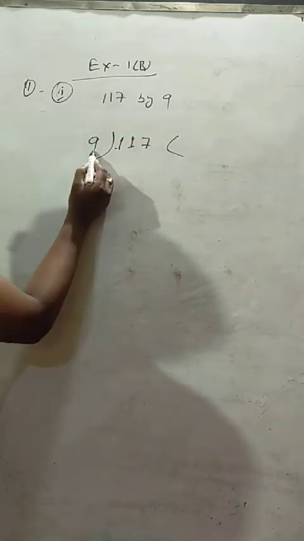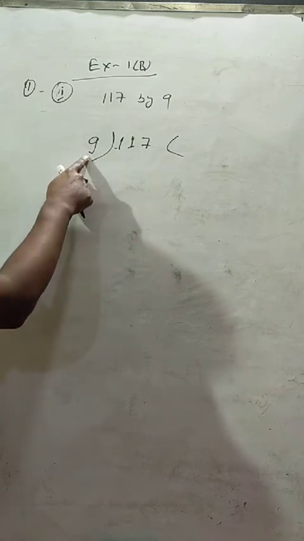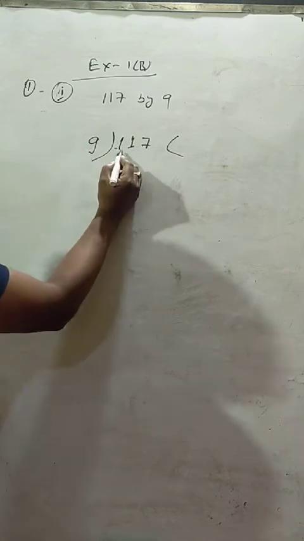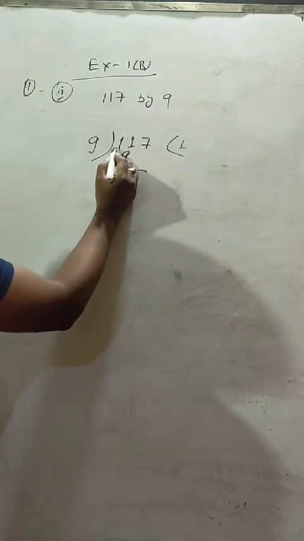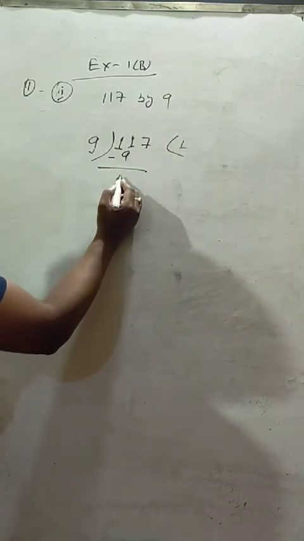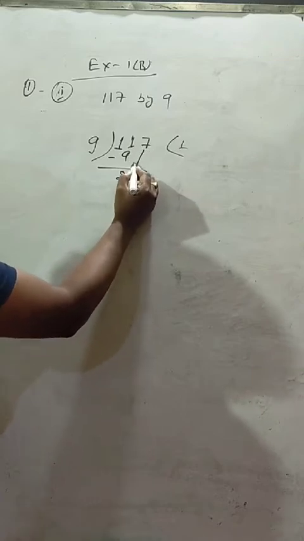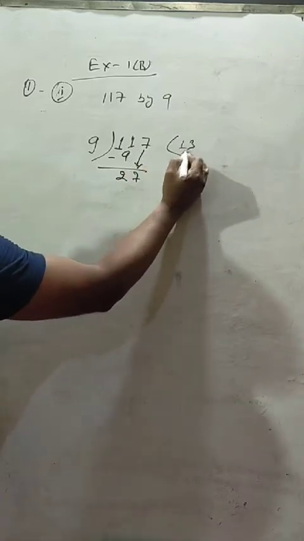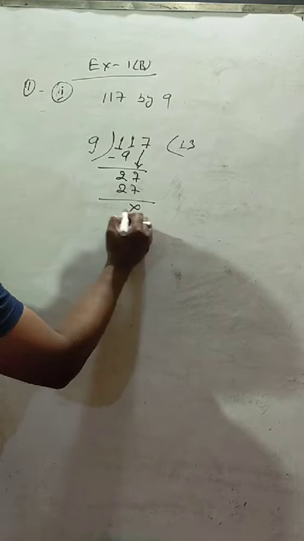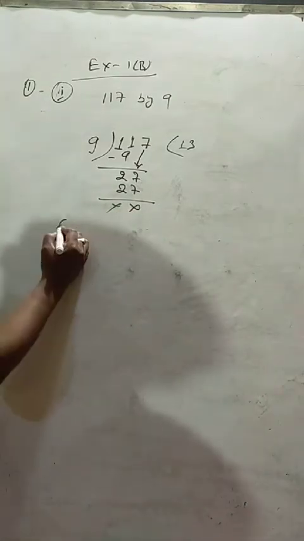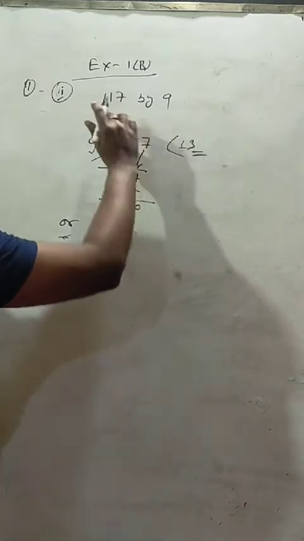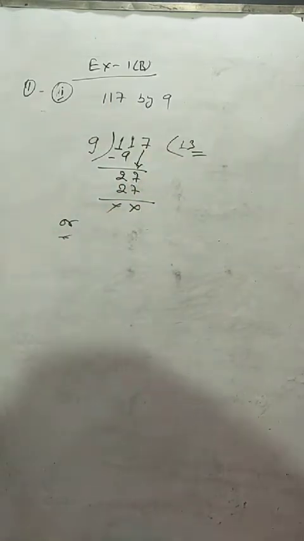So we will use the multiplication table of 9. 9 1s are 9. Again we subtract: 11 minus 9 is 2. We keep the 7 here. 9 3s are 27. This is one process, and 13 is the answer.